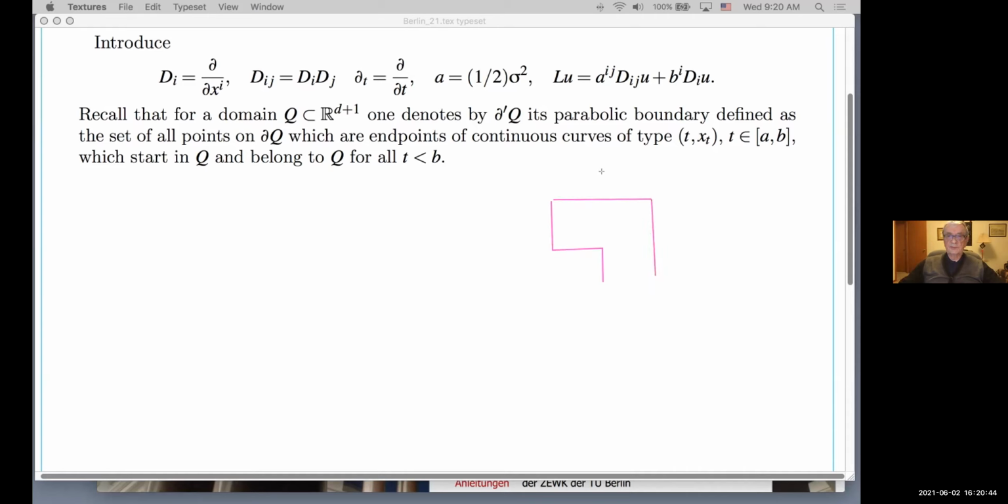So the t-axis is here, and the x is here. What will be the parabolic boundary here? The thing is that you can reach these points from inside, and the curve will be of the type (t, x_t). But you will not reach this one. So this is not part of the parabolic boundary, and everything else can indeed be reached from inside the domain by a curve of the type (t, x_t) when t varies and x_t varies in this direction.